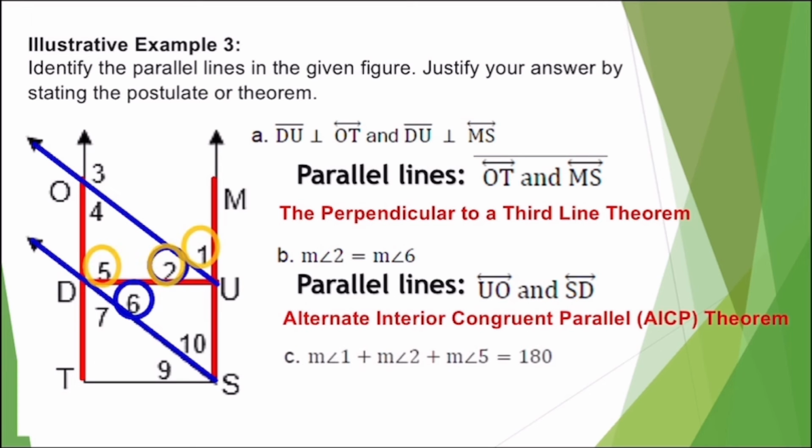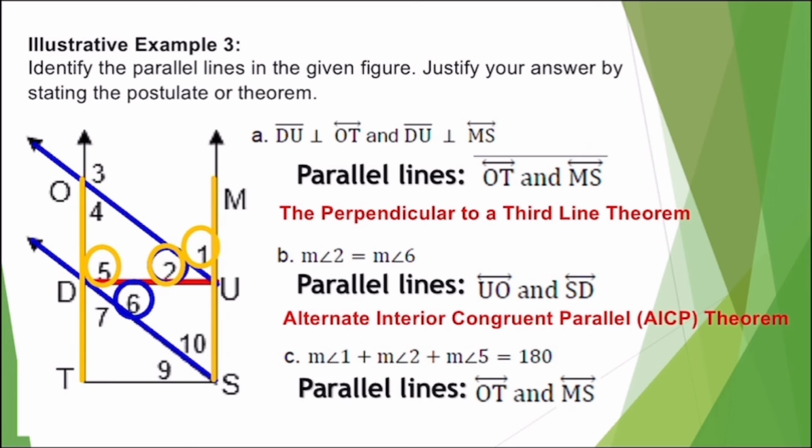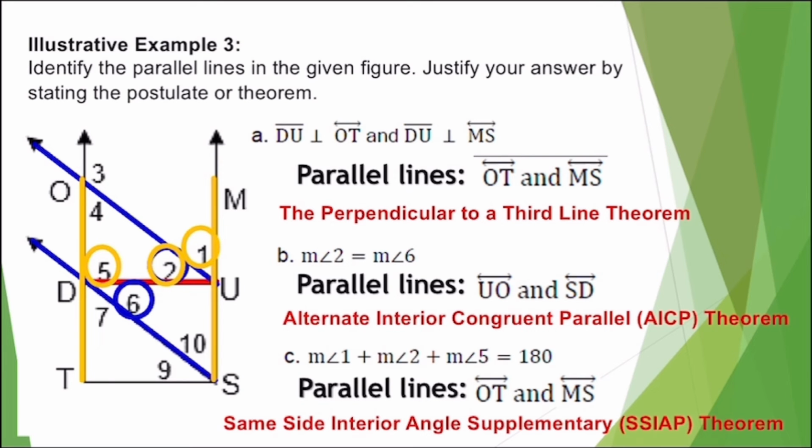Next, if the degree measure of angle 1 plus the degree measure of angle 2 plus the degree measure of angle 5 is equal to 180, the parallel lines here are line OT and line MS. The theorem is the same side interior angle supplementary, or the SSIS theorem.